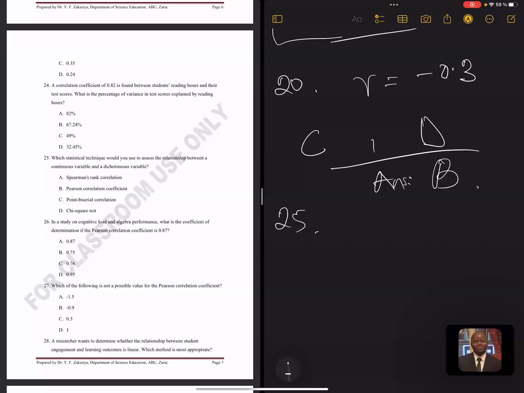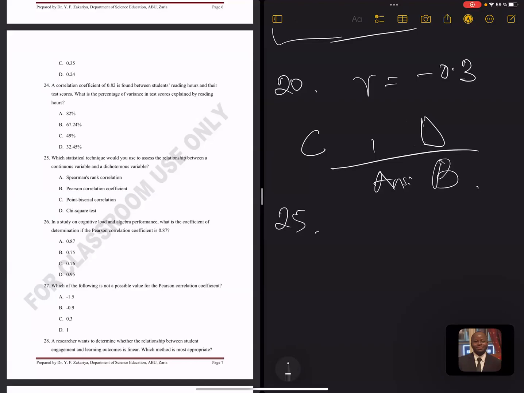which statistical technique would you use to assess the relationship between a continuous variable and a dichotomous variable? A continuous variable and a dichotomous variable. Yes. This one is coming directly from your note. The last part of the note speaks about this.